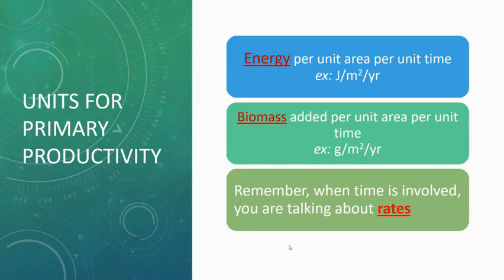So the units we're going to use, you could consider energy per unit area per unit time: joules per meter squared per year. Also, for biomass, you might consider mass per area per year. Sometimes you forget that when you're talking about years or time, you're talking about rates. How fast is this stuff being produced?